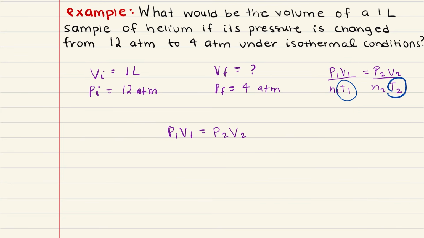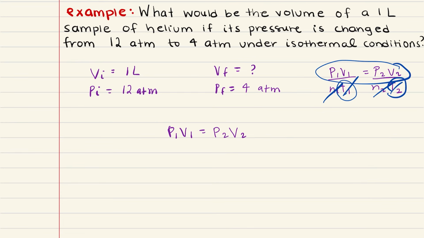So T1 is equal to T2, so that means we can eliminate that. And number of moles is also not changing, so N1 is equal to N2, so we can eliminate that. What we're left with is Boyle's law, the relationship between pressure and volume.